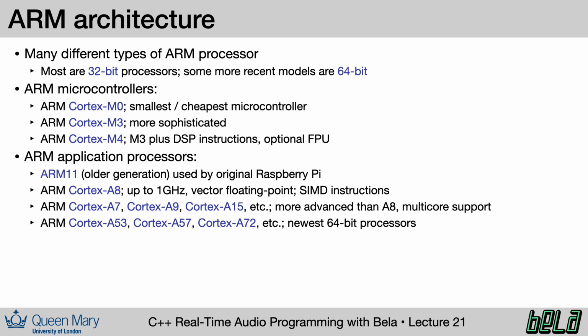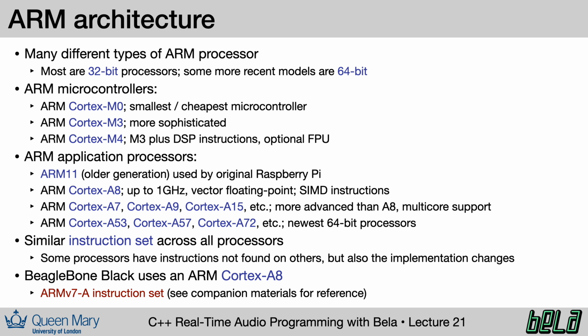Separately, there is a family of ARM application processors. These days, these are all known as the Cortex-A series of processors. Whereas all the ARM microcontrollers are 32-bit processors, some of the more recent application processors are 64 bits. We'll talk in a bit about what this means. Every ARM processor, whether it's a microcontroller or application processor, actually has quite a similar instruction set, though you'll find a few instructions which are present on some processors and not others.